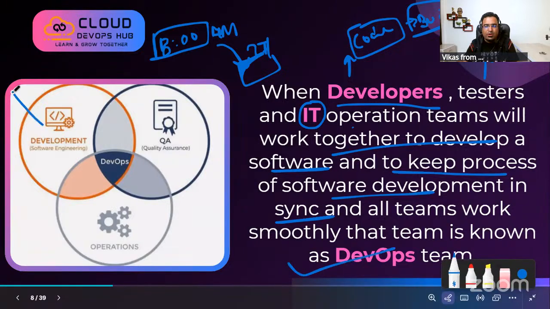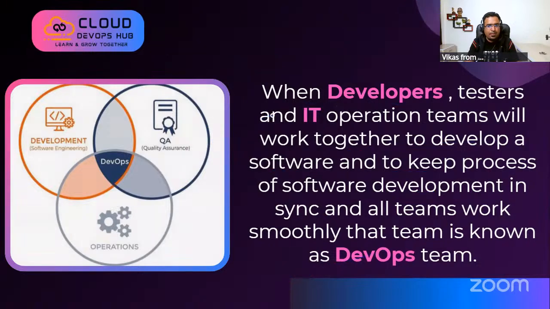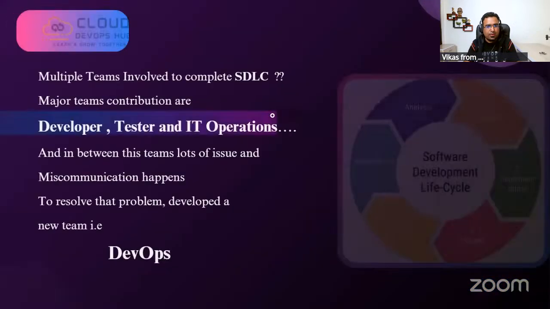Sometimes no one knows what the developer is doing. Sometimes people are not aware of what QA people are doing, where exactly they are testing and what they are testing. So one more new team has to be created so that these three teams keep in sync, and their work runs smoothly and quickly. That's why the new team has been created. The team name is DevOps. Make sense?